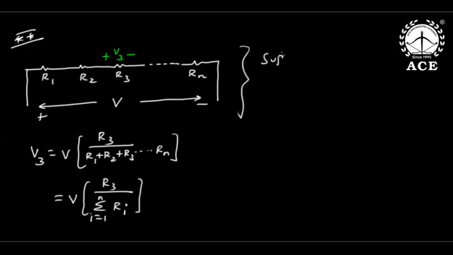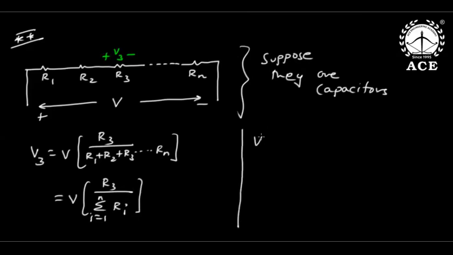But suppose these are capacitors. For inductors the formula is the same as for resistors: VL3 will be total voltage into L3 by the sum of all inductors. But if they are capacitors, then you reciprocate. Imagine these are C1, C2, C3, and so on to Cn capacitors.